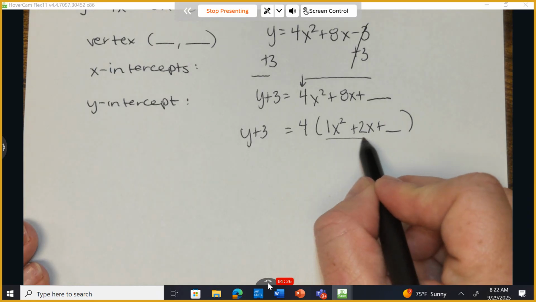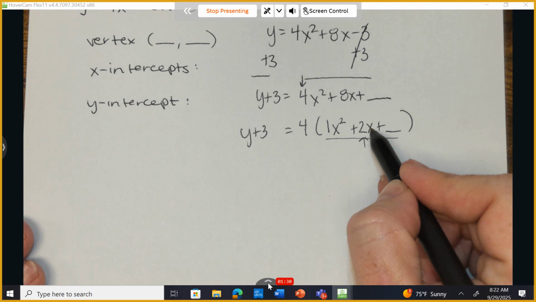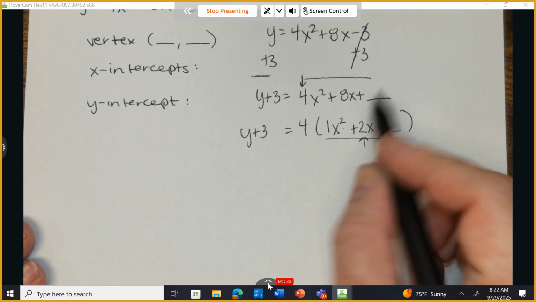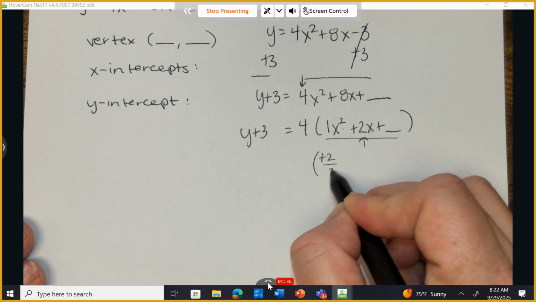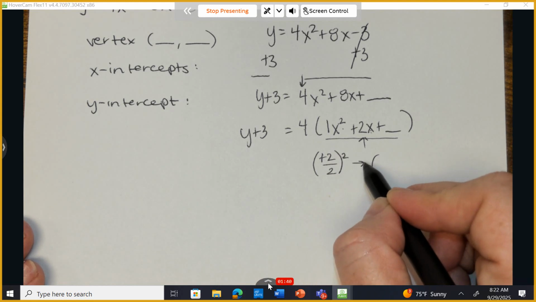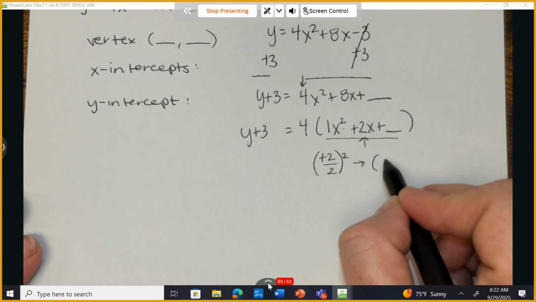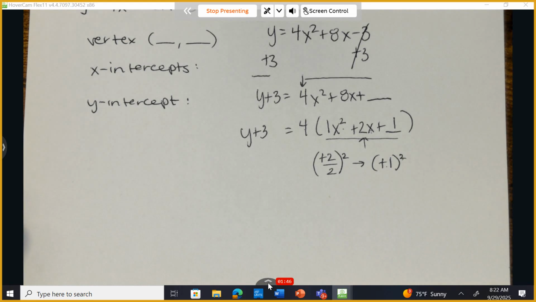We look at this trinomial, and whatever the b value is, which is the value stuck with just the x, not the x squared, just the x, I take that value and the sign, and I always divide it by 2 and square it. Well, I know 2 divided by 2 is 1. Again, 2 divided by 2 is 1, and 1 squared is 1.